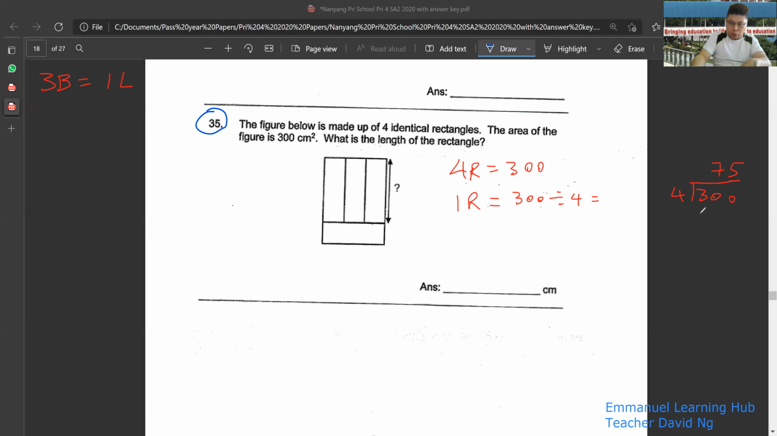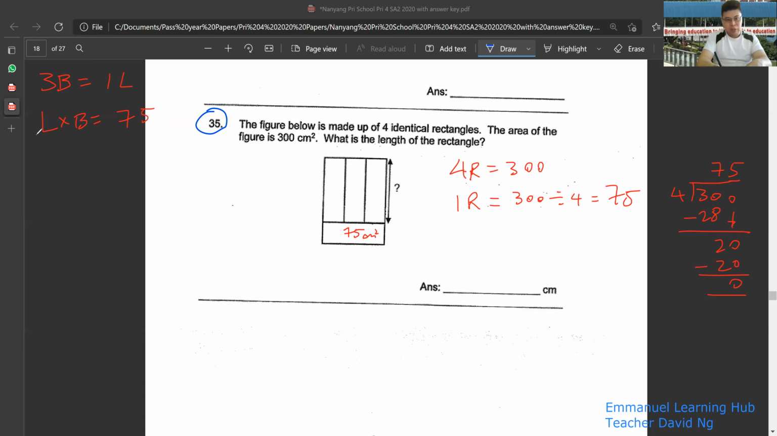Okay, 7 times 4 is 28, right? Then 30 minus 28 is 2. Bring down the 0. 20 divided by 4 is 5. 5 times 4, 20. So 75. So area of one rectangle is 75 cm square. That means your length times breadth is equal to 75. Okay, you get it now?